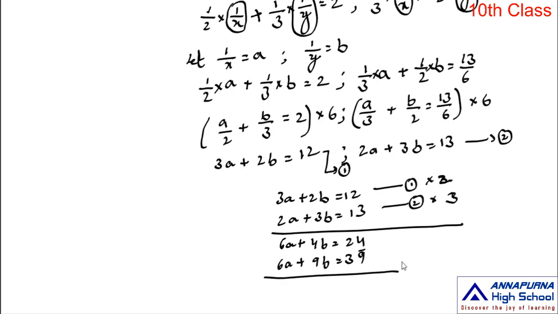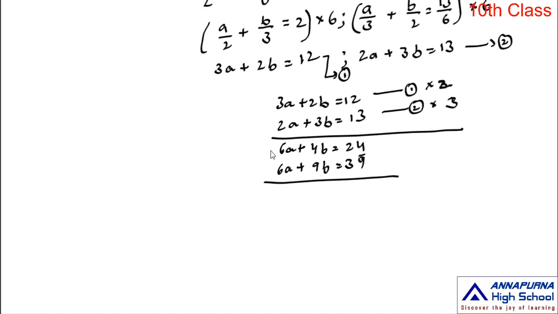Now subtract the second equation from the first equation. Why? Because the signs of the first terms are the same, so you subtract the second equation from the first equation. Change the signs of the second equation. Plus 6a minus 6a cancel, plus 4b minus 9b is minus 5b, is equal to 24 minus 39, which is minus 15. So b is equal to minus 15 by minus 5, b is equal to 3. Okay, so substitute this b value in equation 1 or equation 2.